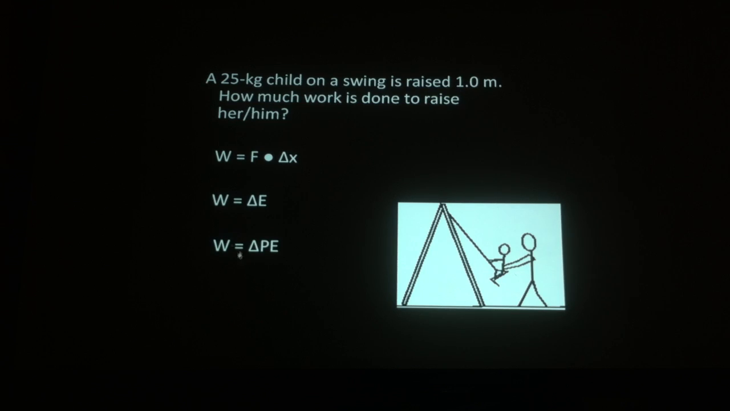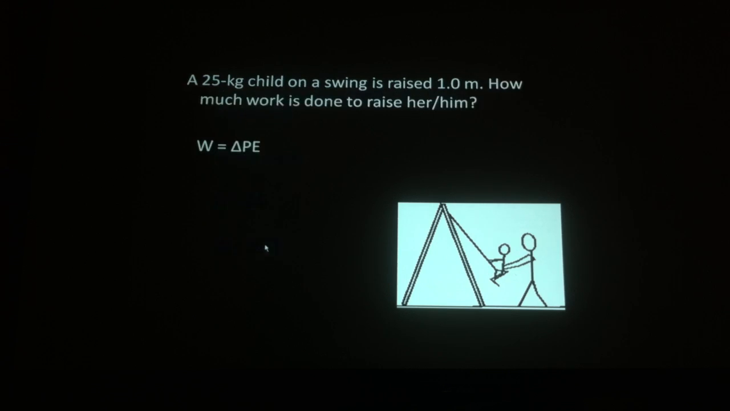So we can calculate the work done even though we don't know the force and we don't know that total distance we lifted the child, because we applied that force through this semicircular distance. We don't know that. But we do know how much energy we gave the child. So we're going to calculate the work done by calculating the change in potential energy. Remember, change means final minus initial. So we have the potential energy final minus the potential energy initial.